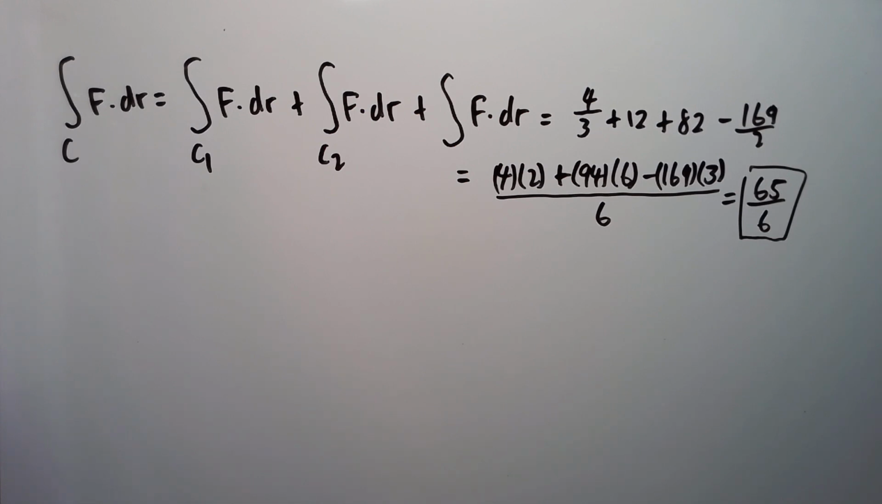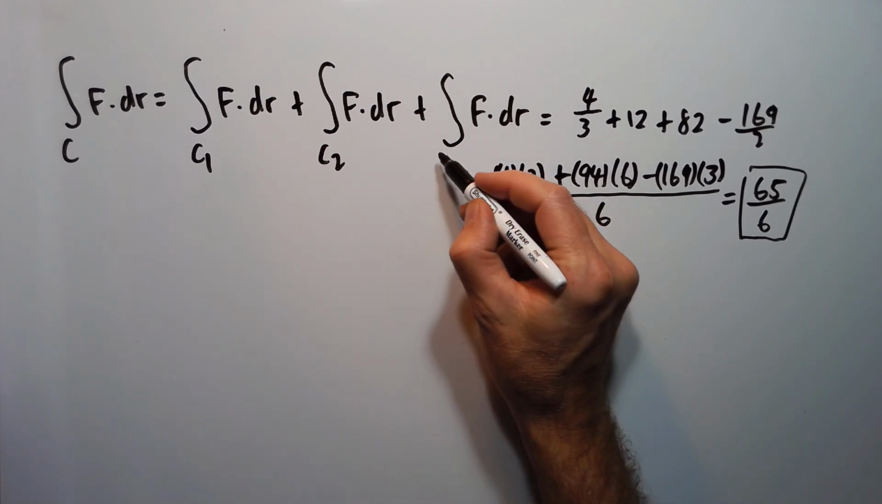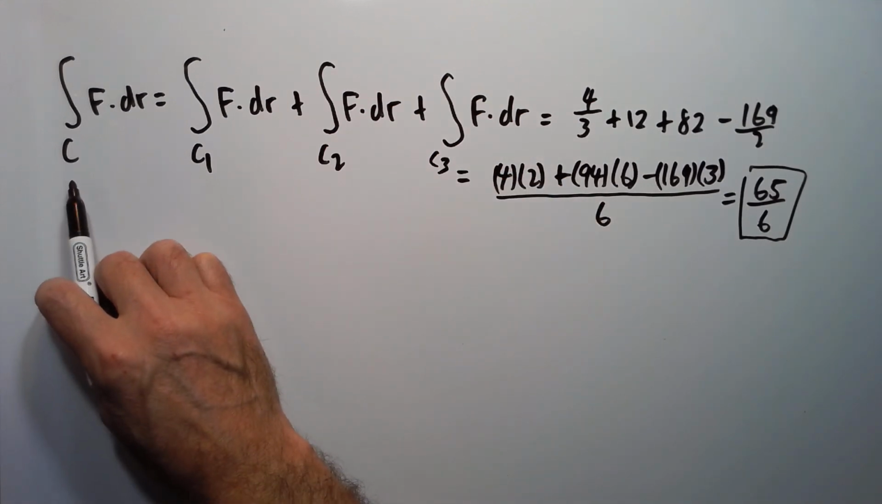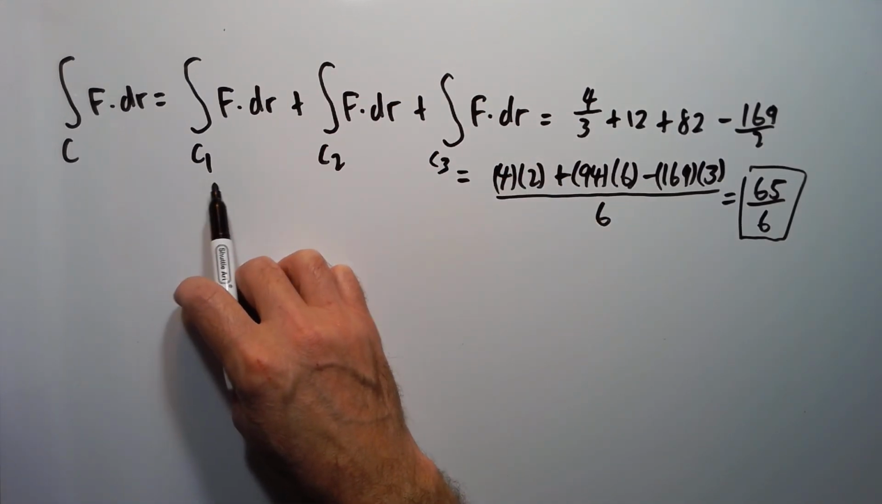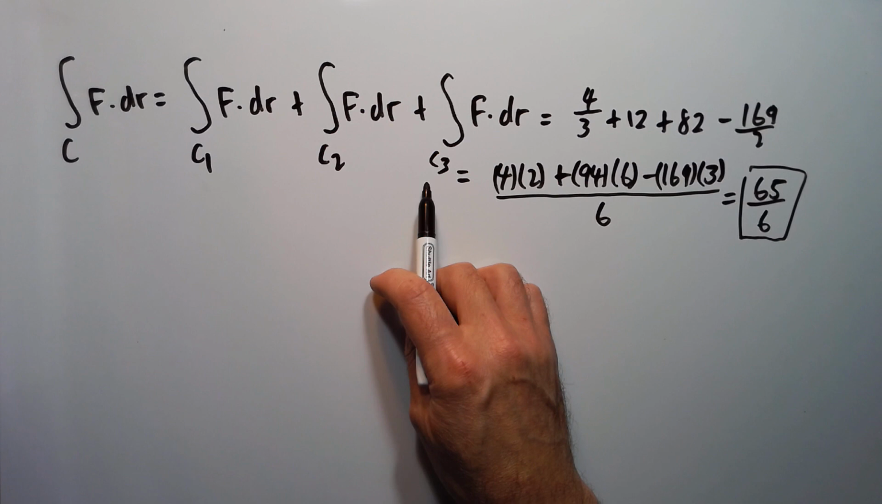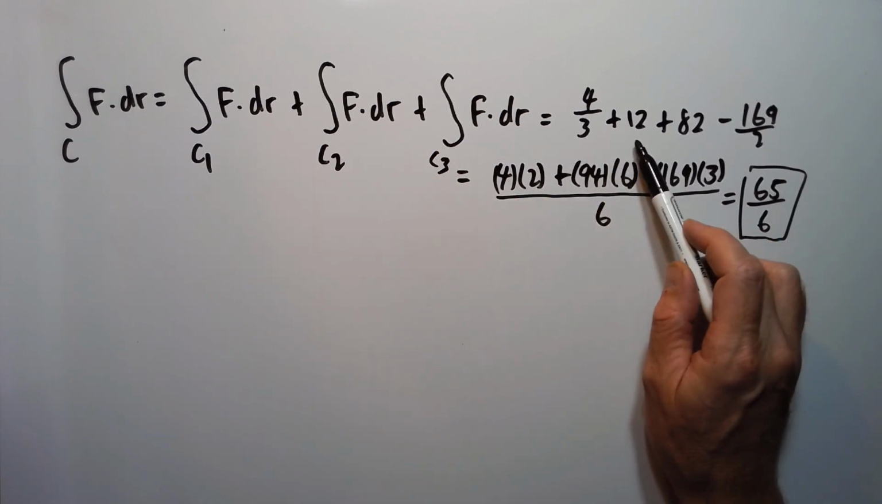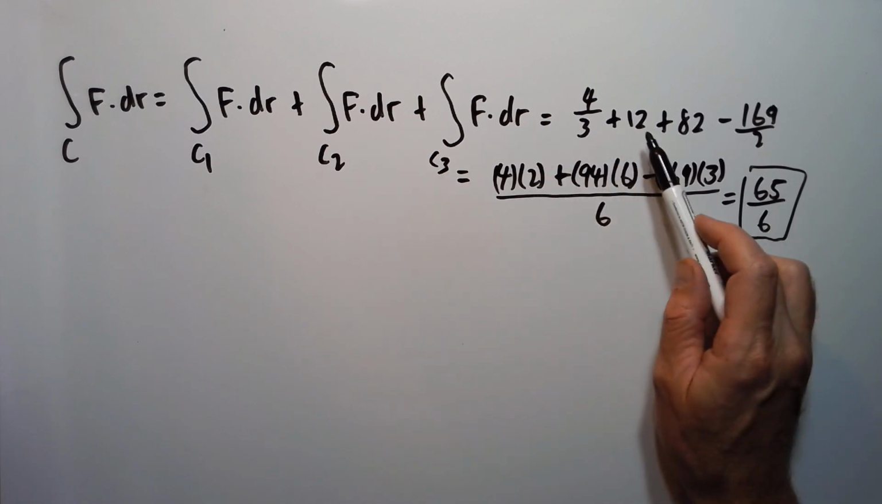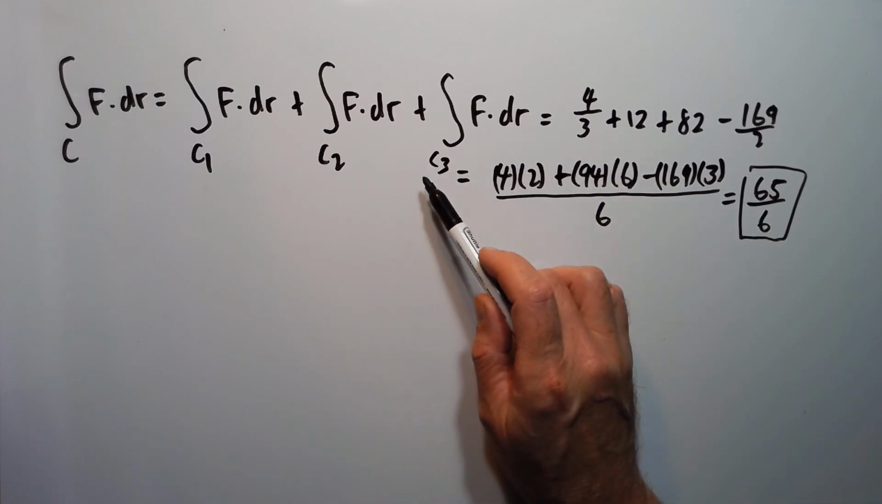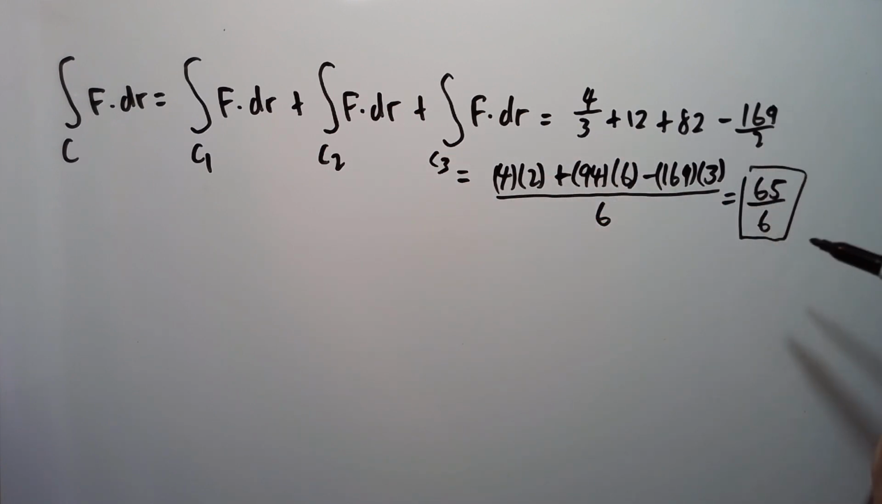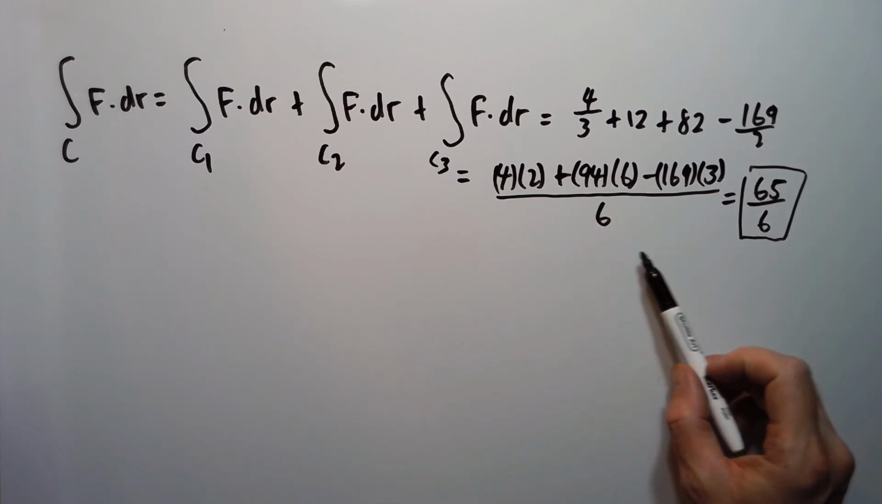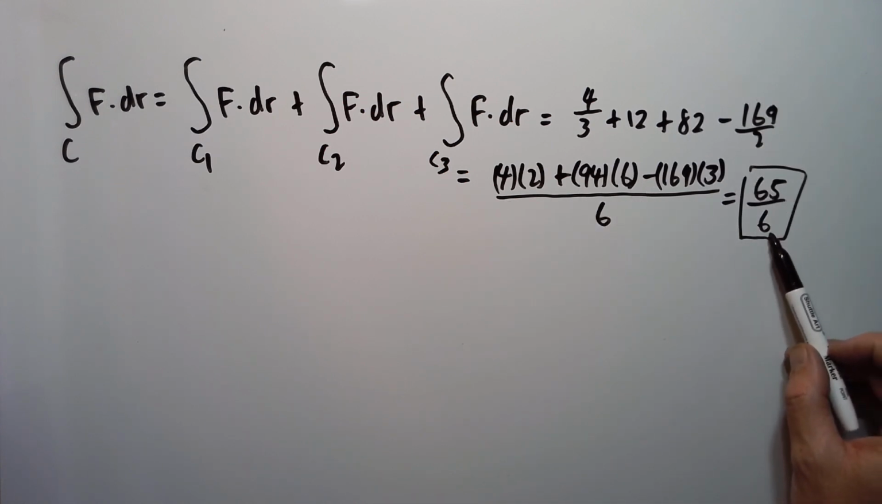So putting all three results together, it should be C3 here. The integral over C would be the integral over C1 plus the integral over C2 plus the integral over C3. So let's add the three answers we got. The C1 guy was 4/3 plus 12. The C2 guy was 12. And the C3 guy was negative 169 over 2. So when you combine those, you get 65 over 6.